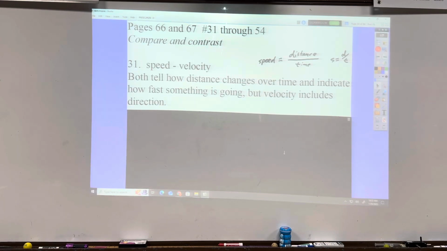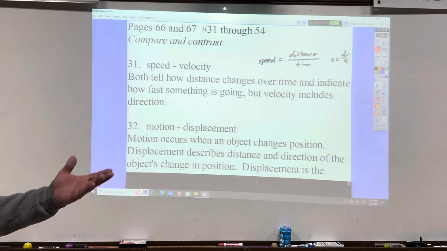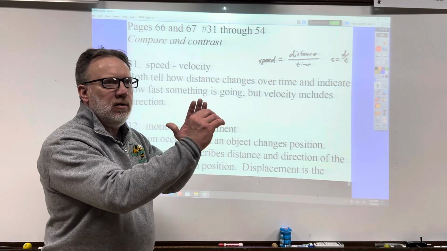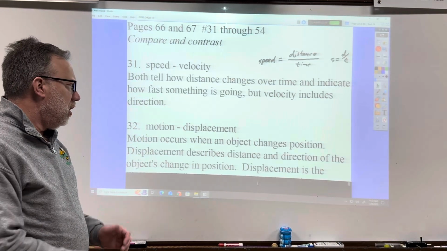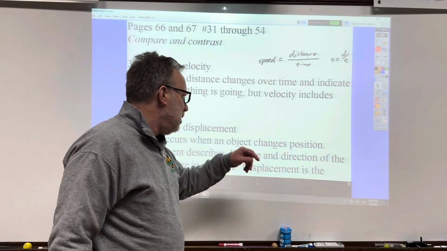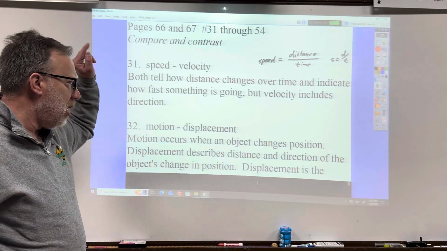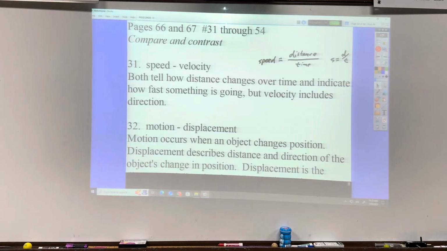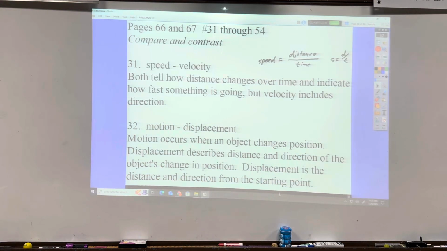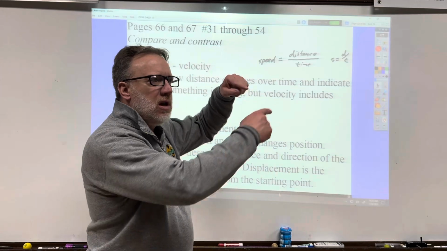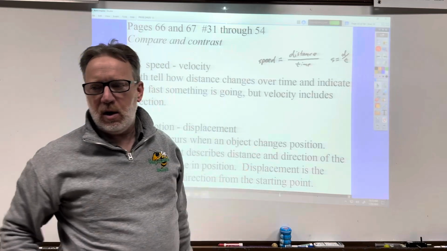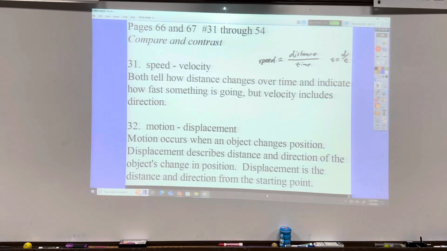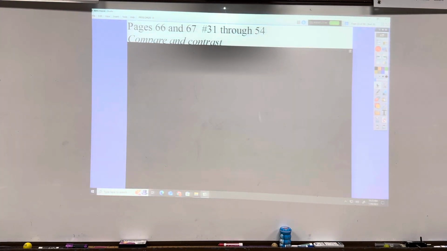Number 32, what's the difference between motion and displacement? Well, motion occurs, you know what motion is. An object's moving against some reference point. They're moving in relationship to a reference point. So it occurs when the object changes position. Displacement describes the distance and direction from a starting point. So displacement is distance and direction from a starting point. We discussed that with running around a track. You could go across the field, and then that'd be a shorter distance and direction. That'd be a velocity. Good velocity if you did it over a time.